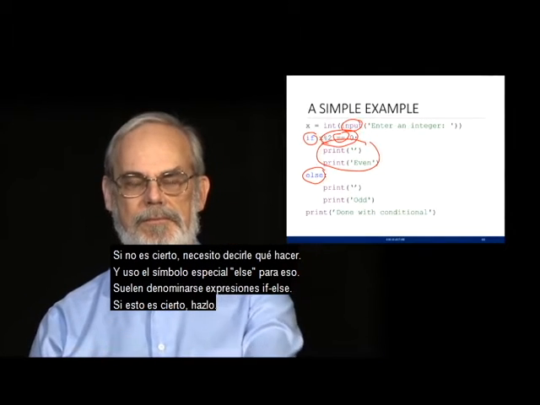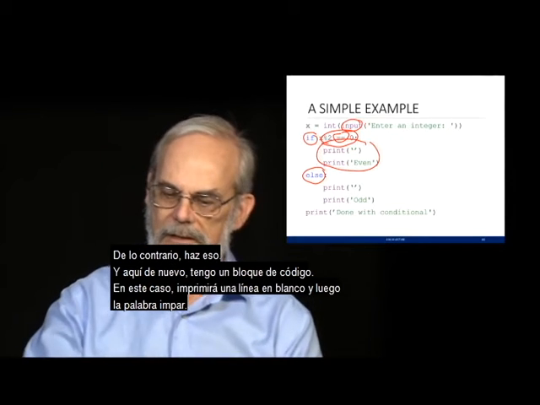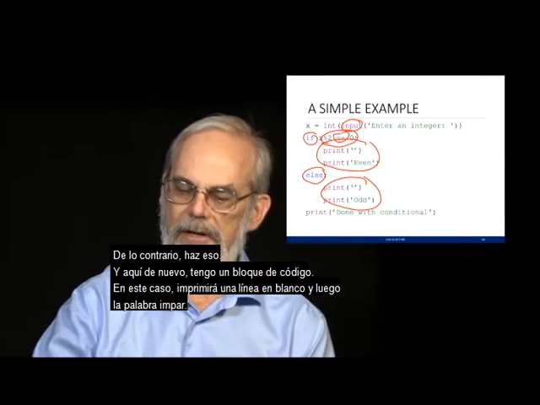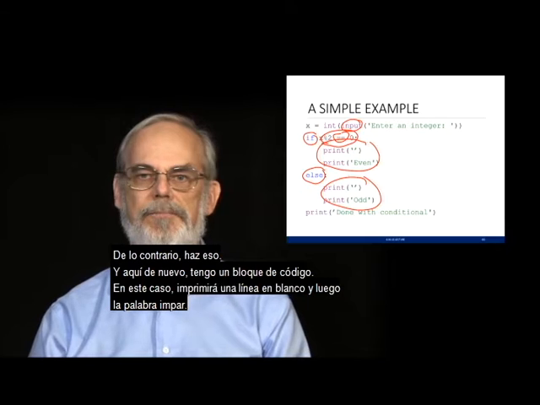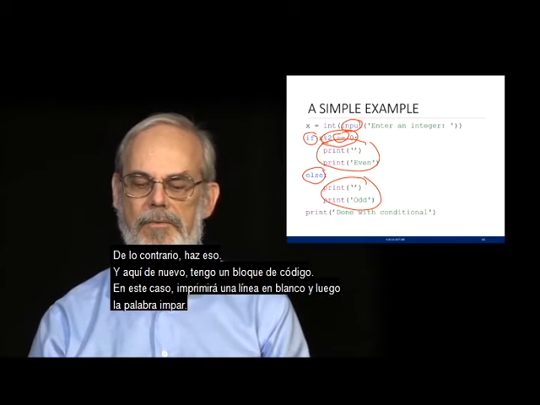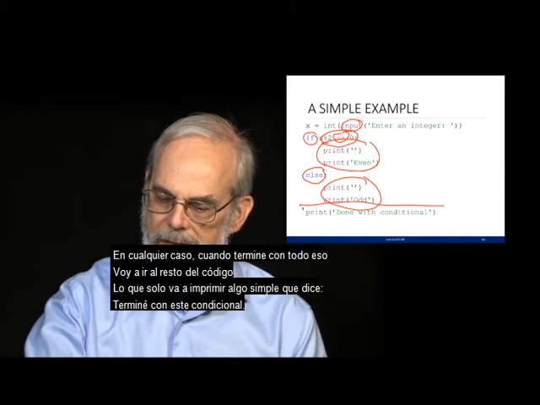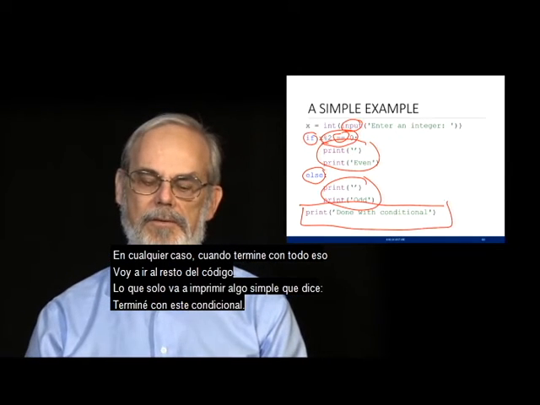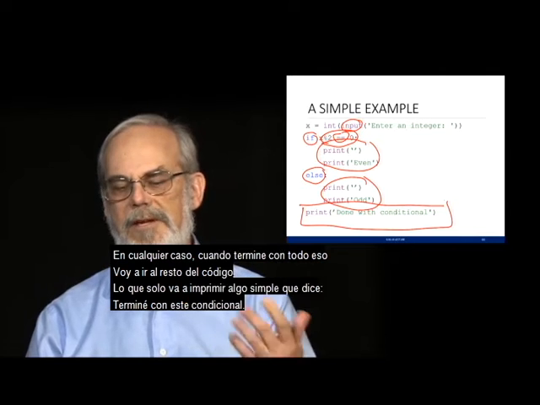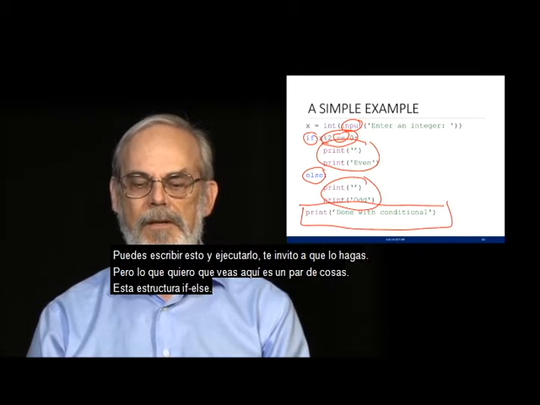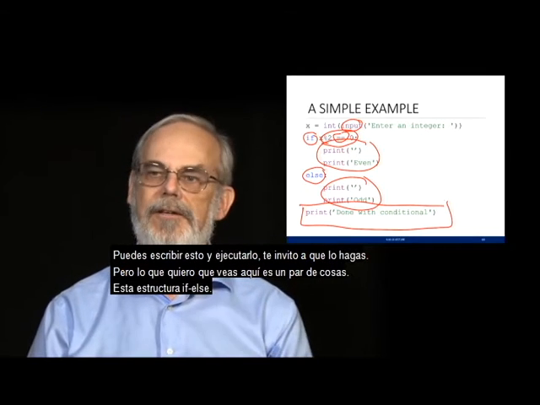If this is true, do this. Otherwise, do that. And here, again, I've got a block of code. In this case, it's going to print out a blank line and then the word odd. In either case, when I'm done with all of that, I'm going to go down to the rest of the code, which is just going to print out a simple thing that says I'm done with this conditional. You could type this in and run it. I invite you to do that.